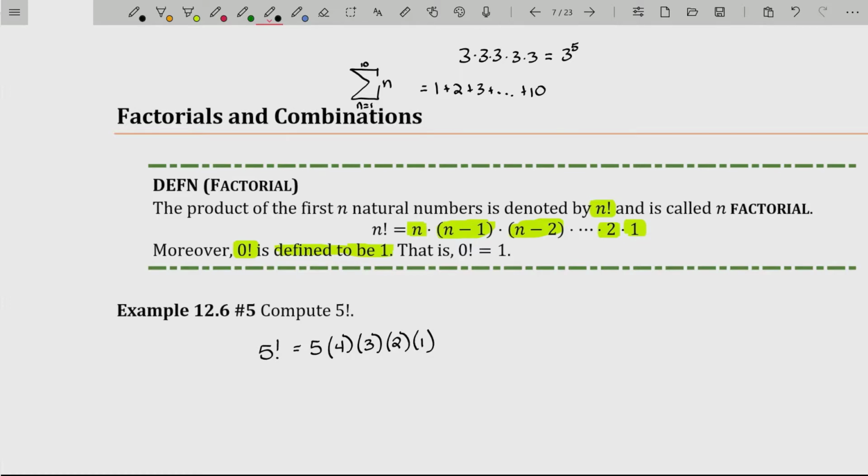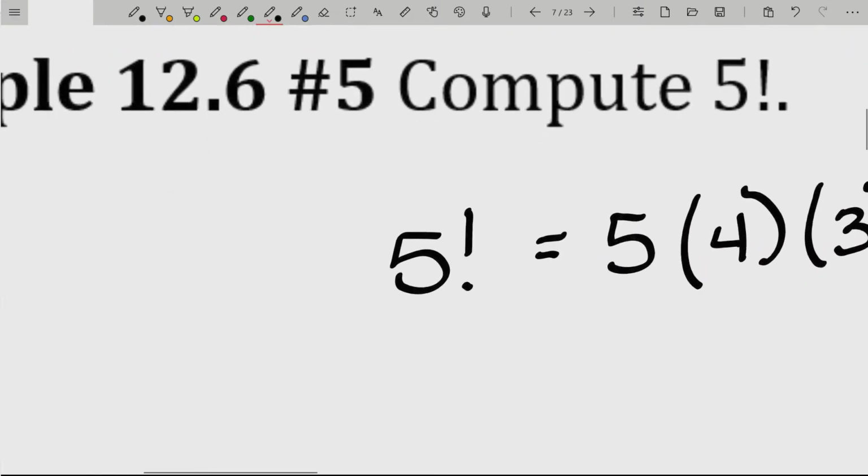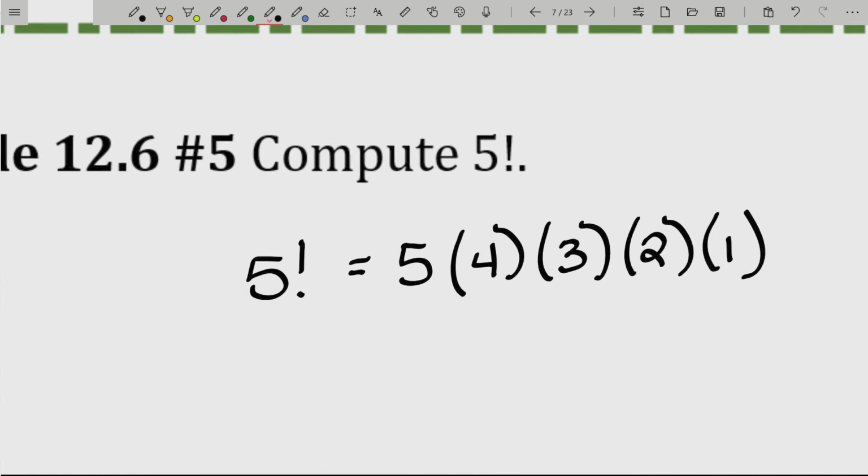Notice the factorial notation's much faster, right? Writing 5 factorial rather than writing 5 times 4 times 3 times 2 times 1. That's why we use it. It's a shorthand, it's a lot faster. But this will be, let's see, 20 times 6 or 120.